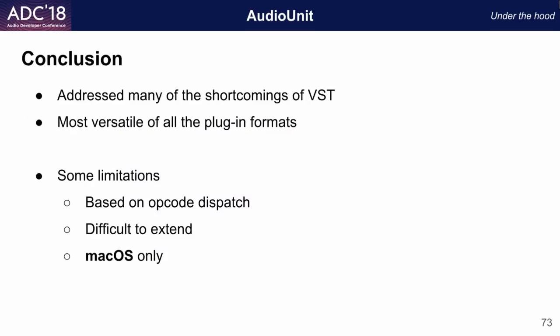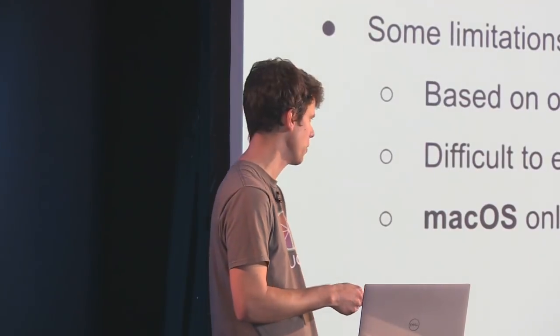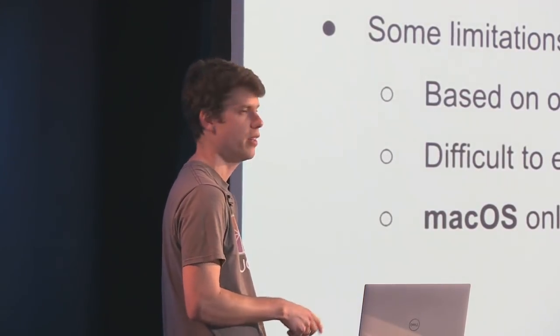So, conclusion: it addressed many of the shortcomings of VST. I think AU and AUv3 is the most versatile of all the plugin formats because you can create so many different types of plugins. But it has some limitations. It's still based on the opcode dispatch. It's difficult to extend. We have this can-do thing, but it doesn't really go the other way. And I think the main one is it's macOS only.